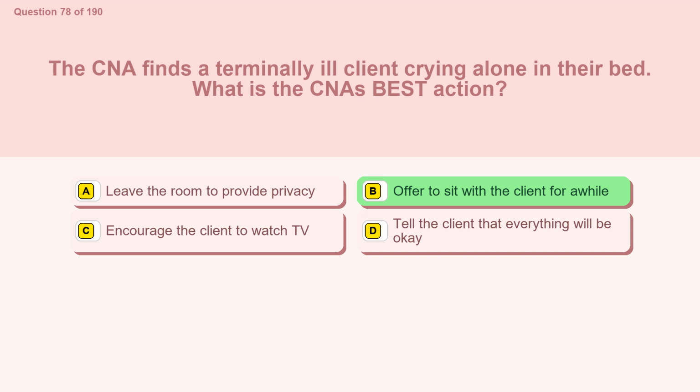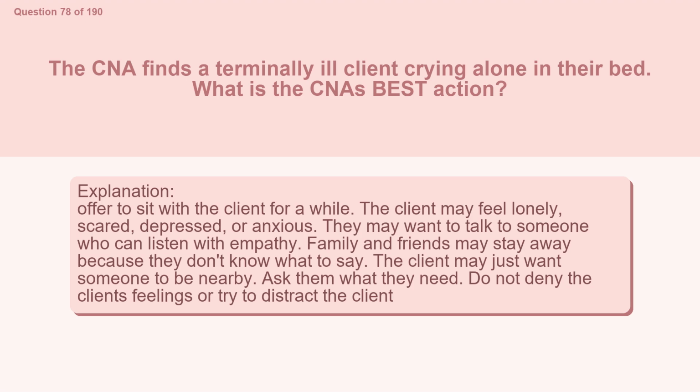The correct answer is option B, offer to sit with the client for a while. The client may feel lonely, scared, depressed, or anxious. They may want to talk to someone who can listen with empathy. Family and friends may stay away because they don't know what to say. The client may just want someone to be nearby. Ask them what they need. Do not deny the client's feelings or try to distract the client.